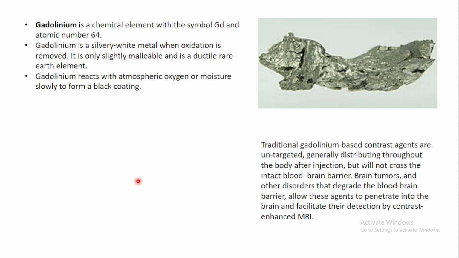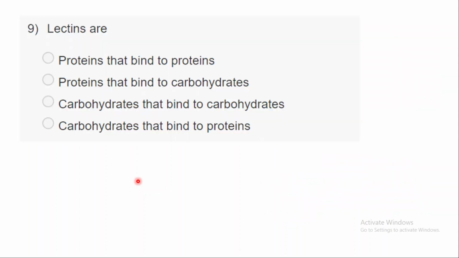Cool. Let's move on to the next question. Question number 9. Lectins are dash. Proteins that bind to proteins. Proteins that bind to carbohydrates. Carbohydrates that bind to carbohydrates. Carbohydrates that bind to proteins. Which one do you think is the correct answer? What are lectins basically? Are they proteins that bind to proteins, proteins binding carbohydrates, carbohydrates binding carbohydrates, or carbohydrates binding proteins? Just type your option in the chat box.